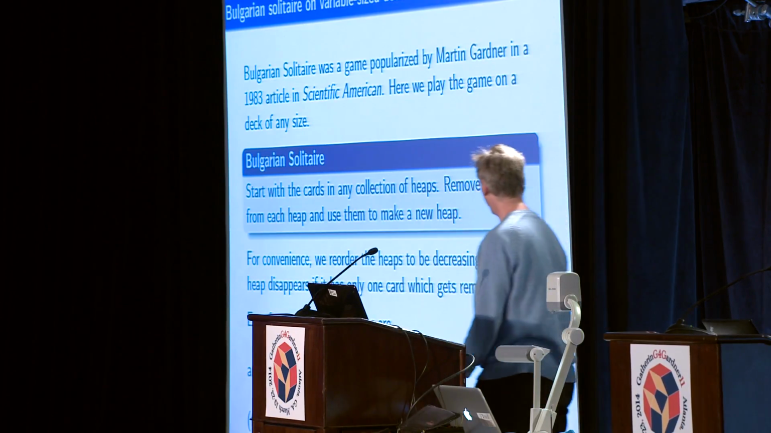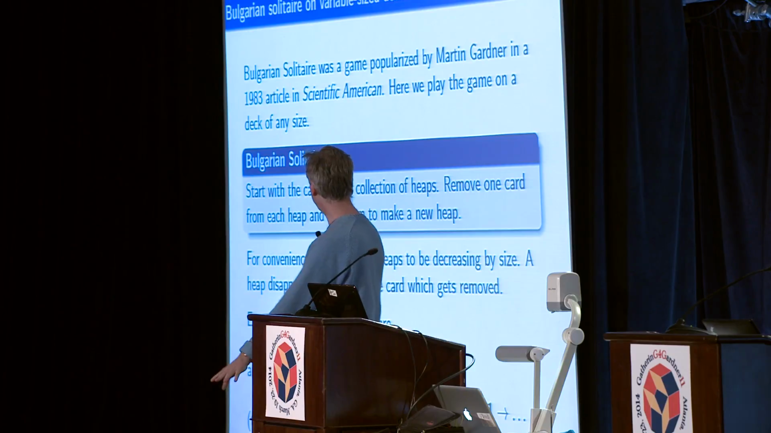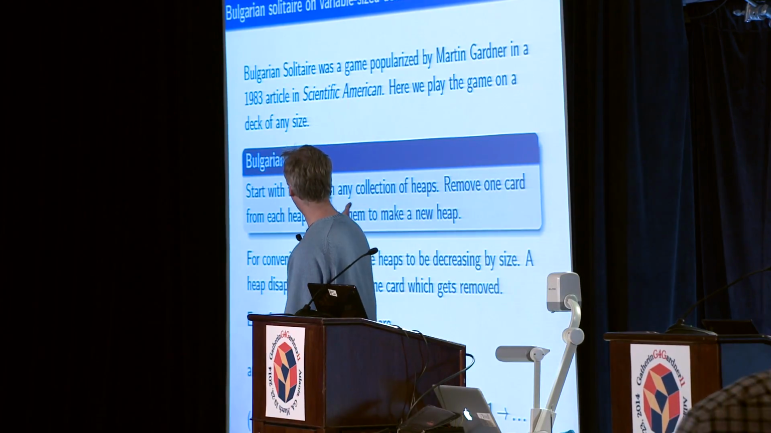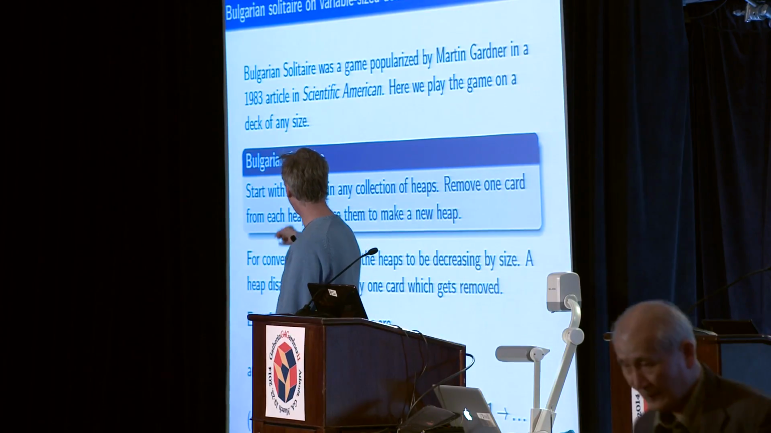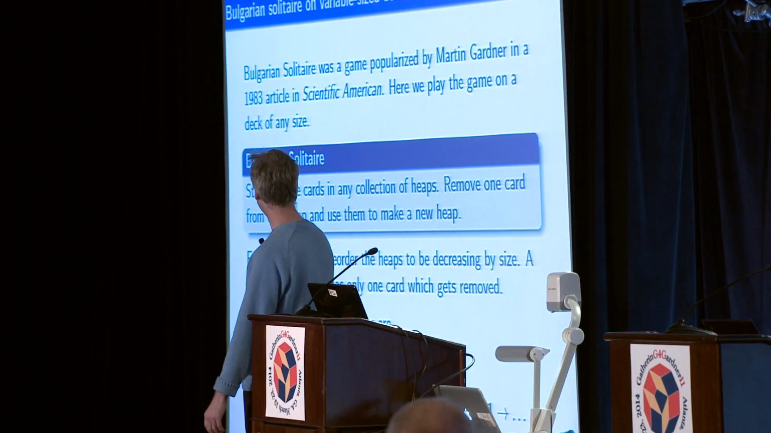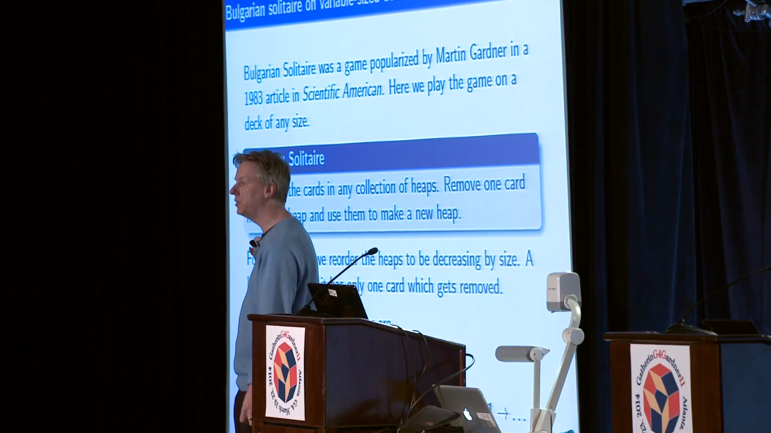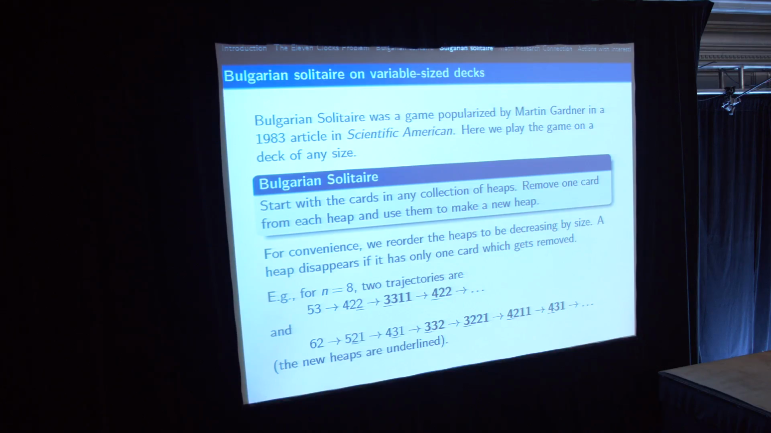So here's a quick example. I'm going to reorder things. 0 heaps get ignored, and I'm going to reorder things so they're decreasing in size. So for n equals 8, we get a couple of different trajectories. You've got the 5, 3. You take one card off of each of those. That leaves you with heaps of size 4 and 2 and a new heap of size 2, which I've underlined. Okay? And then you take one card off of each of the 4, 2, 2. That leaves you with 3, 1, 1 and a new 3, which I've put at the beginning so I can keep them in decreasing order.